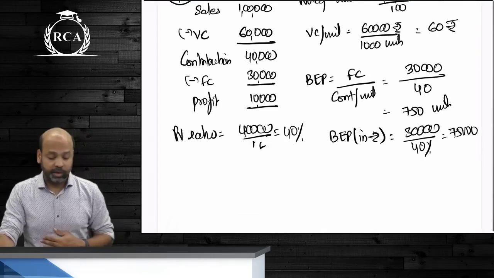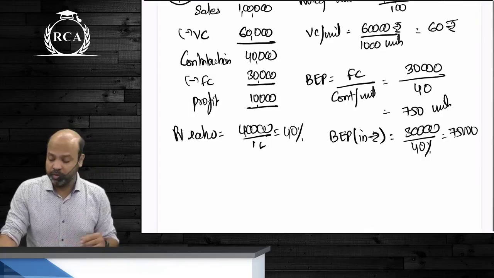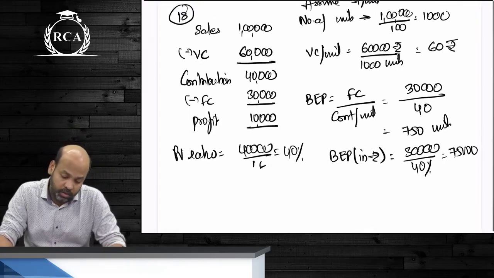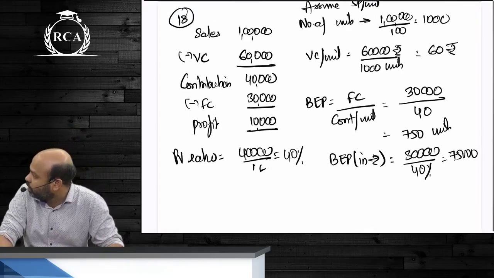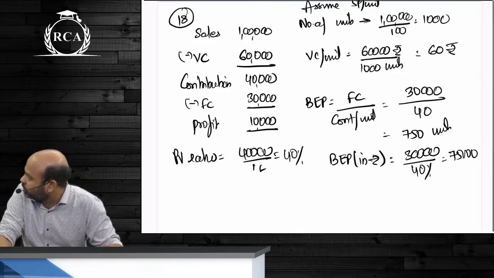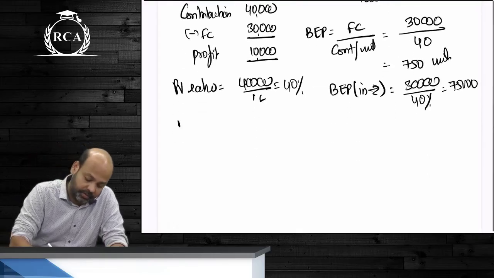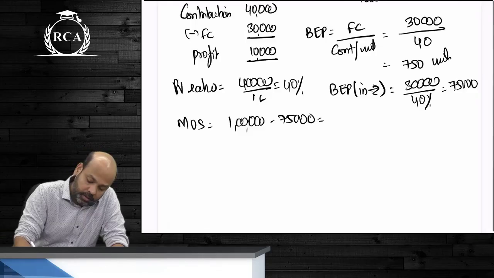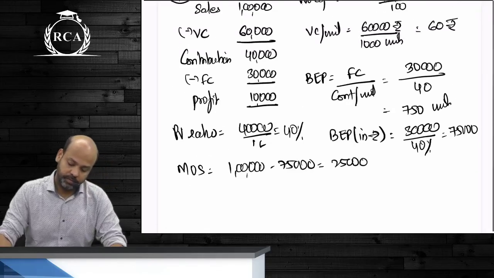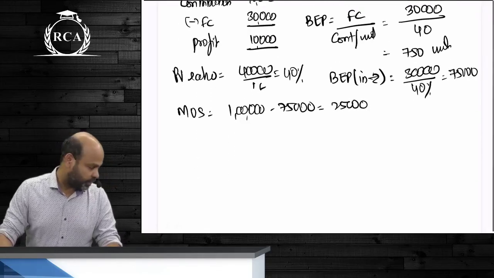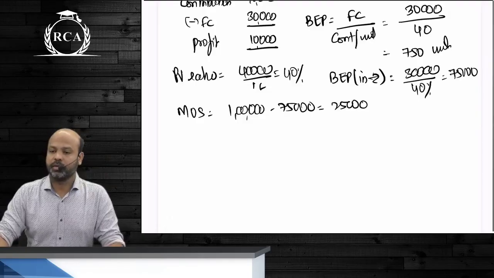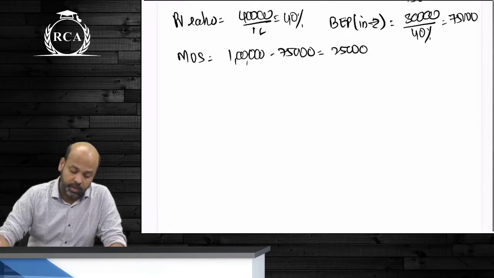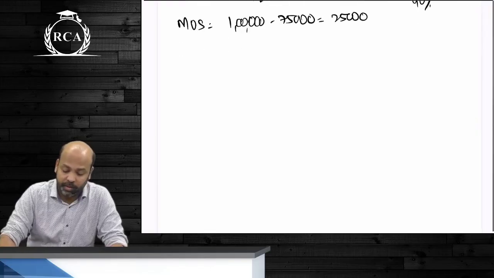Yes or no, kids? What else was asked there? First bit, PV ratio, guys, margin of safety. How much will be margin of safety? 1 lakh minus 75,000. How much will that be? 25,000. Margin of safety, guys, is 25,000. Are we clear about this? Now beta, these are our basic bits.